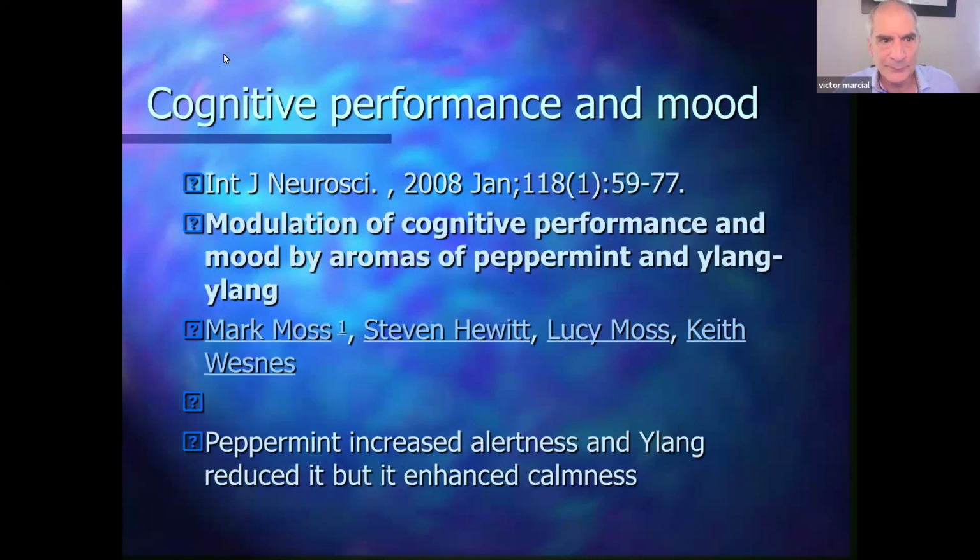These lipids can also increase cognitive performance and mood. For example, peppermint increases alertness and ylang reduces it, because it's calming and relaxing the person. So if you want relaxation, ylang. If you want increased alertness, peppermint.